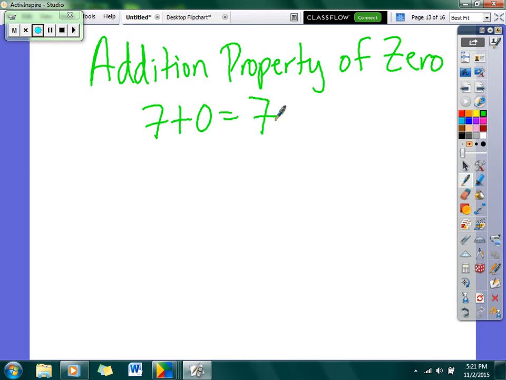So let's just substitute numbers. Since 0 has to be in it, it's going to be a plus 0 is always going to be a. Okay, that one's pretty self-explanatory. It's something you've always known, but never actually put a name to.